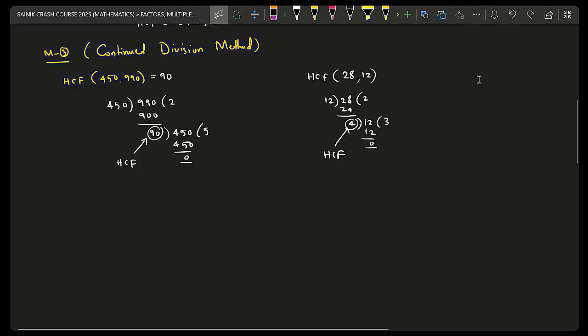Continued division method: what we should do is divide the bigger number by the smaller number. For example, we are finding the HCF of 450 and 900. Which is smaller? 450 is smaller. With 450, you divide 900. 450 into 2 is 900 and the remainder is 0. Let me correct this: the remainder should be taken, and with the remainder you divide the previous divisor, that is 450. So 90 into 5 will be 450. The answer is 0. Therefore, the divisor which gave you 0, 90, will be the HCF. Okay.